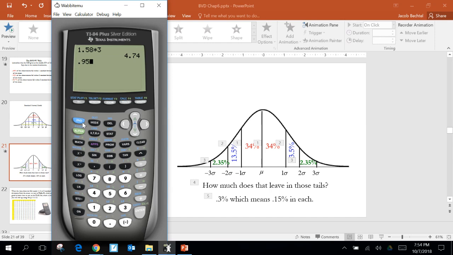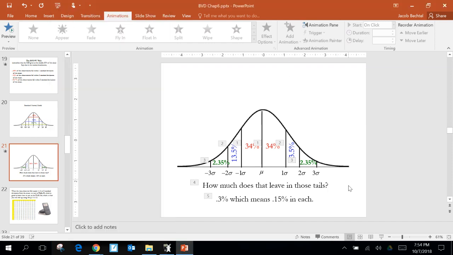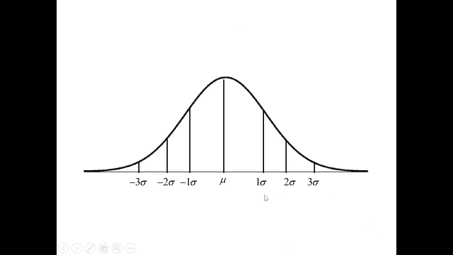And we've already accounted for 68%. So I subtract that 68. That means I have 27% left over. I divide in half because it has to be symmetrical, so I have 13.5% in each side. And that's exactly what I had.